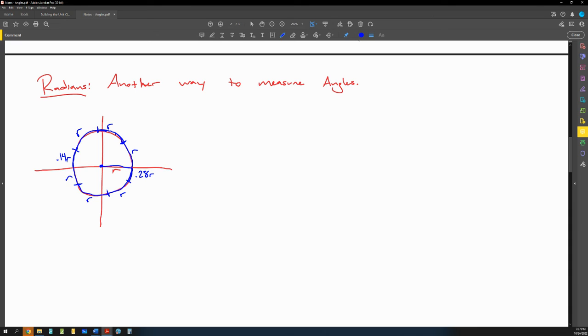So you might notice that all in all, if you count all the radii that it takes to stretch around the circumference of a circle, you have 1, 2, 3, 4, 5, 6, and then a 0.28. This is exactly 2 pi radians. And that's where we get the formula for the circumference is 2 pi times the radius, right?